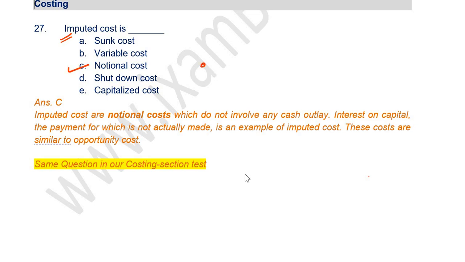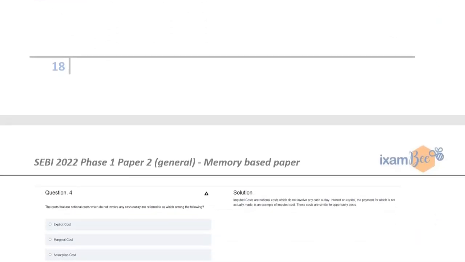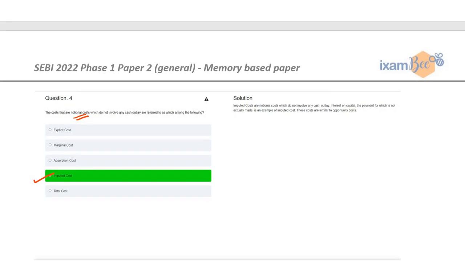In some cases, not always, it may also be referred to as an opportunity cost. Basically, imputed costs are those costs which do not involve any cash outlay. That's why they are notional costs. And as I said, in some cases they may also be similar to opportunity cost. We had the exact same question covered in our sectional test on costing. What is notional cost also referred to as? The switched question we had was, they are known as imputed cost.